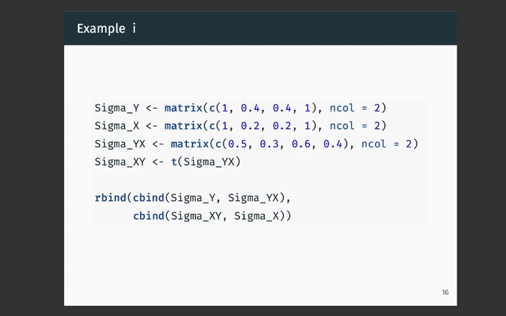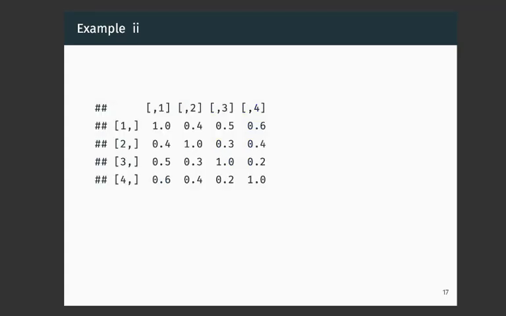Let's look at an example of how this works in practice. I'm going to define this matrix, where I'm defining each block separately. This is what the matrix looks like. The block corresponding to sigma y is 1, 0.4, 0.4, 1. The block corresponding to x is 1, 0.2, 0.2, 1. And the covariance matrix between y and x is 0.5, 0.6, 0.3, and 0.4.